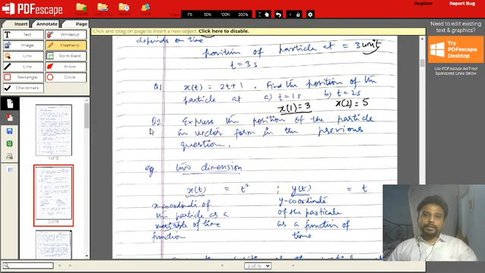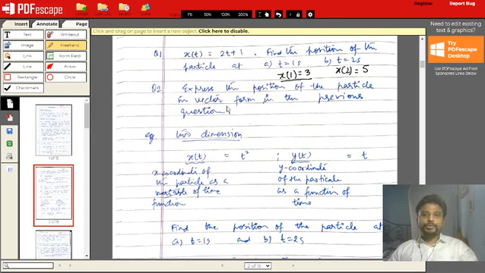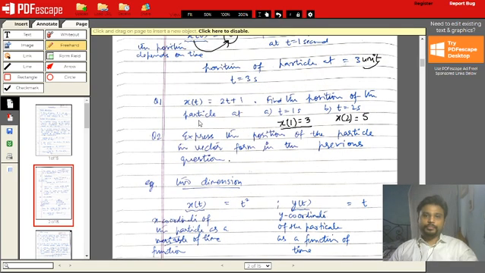Next, we want to express the position of particles in vector form. That is, we want to write the position of particle which we have written already here in vector form. So particle is in x-axis, so we would say that the position of particle, let's say x vector sum, at 1 second is simply 3 i cap, because it's in x direction. Position of particle at 2 seconds is 5 i cap.